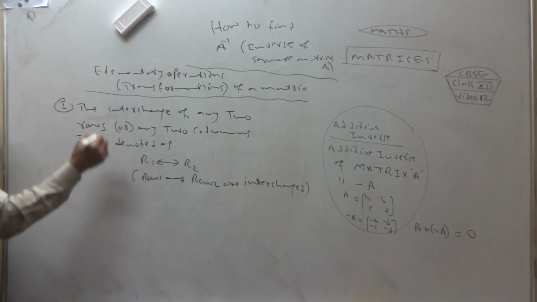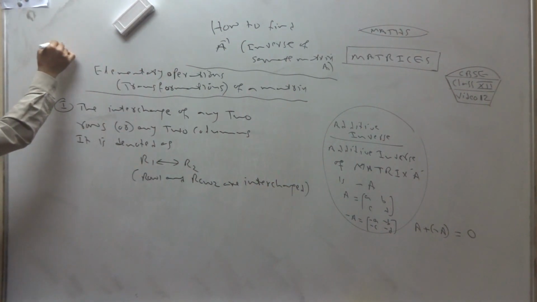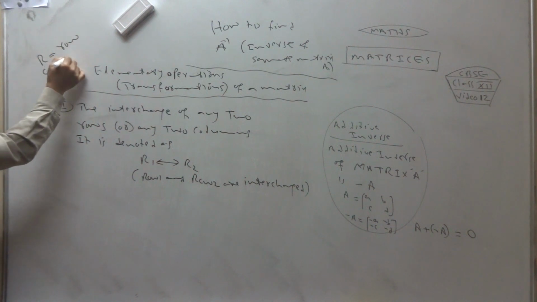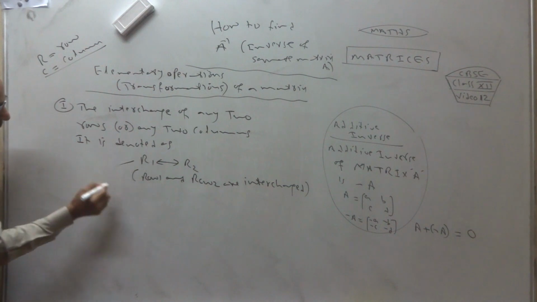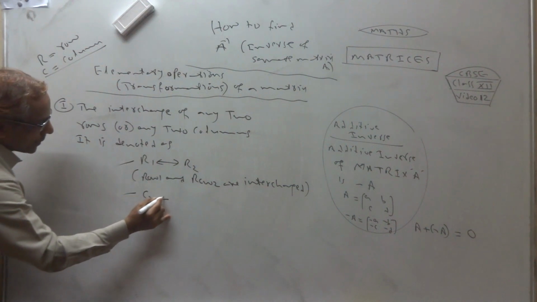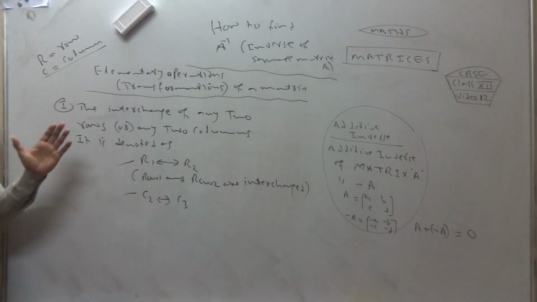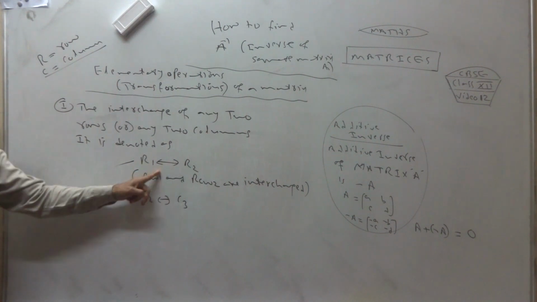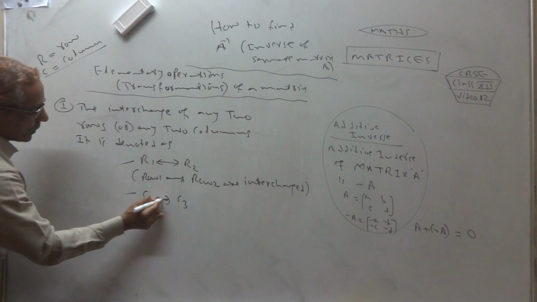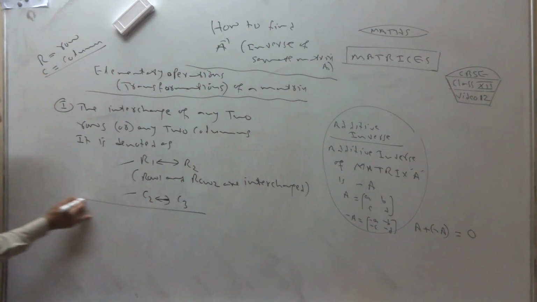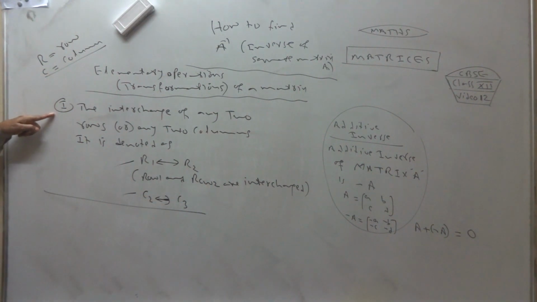Here R is for row and C is for column. Okay, this is one operation. The second is C2, C3 are interchanged, with two-sided arrows. C2 and C3 are interchanged. This type of operation is the first operation.